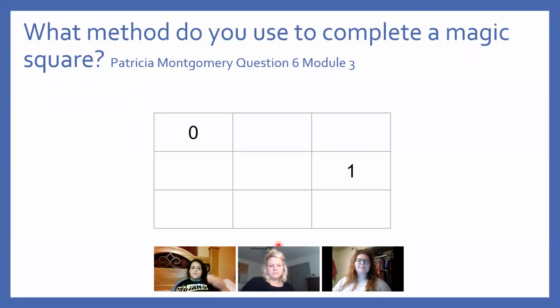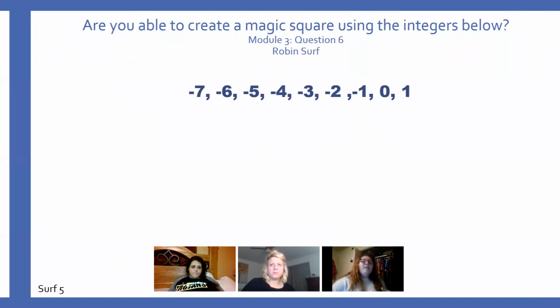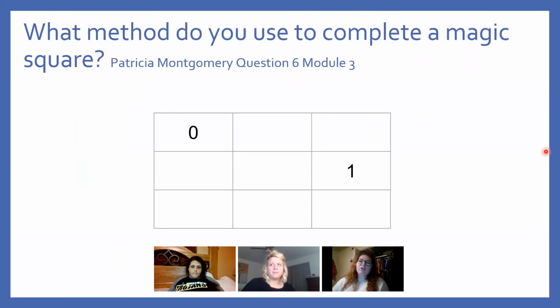Patricia, what method would you use to complete the magic square? So for this particular one, if you're just given 9 different integers that you are trying to figure out how to place in here, and they've done a couple for you, I found that the best way for me was basically just to guess and check. So you start out to find out what number you need for them to equal. You're going to add up all the integers that they've given you to put in, and you're going to divide it by 3 because it's a 3 by 3 box. If it was a bigger box, then you would divide it by whatever number of boxes there are.